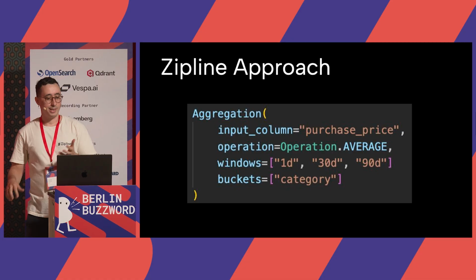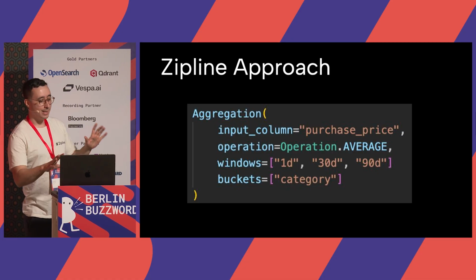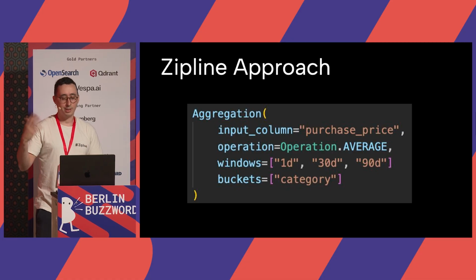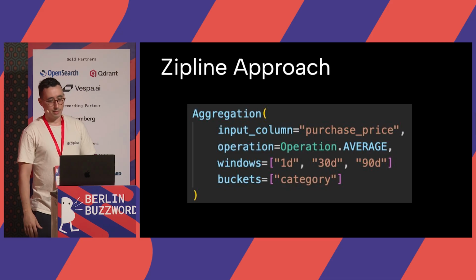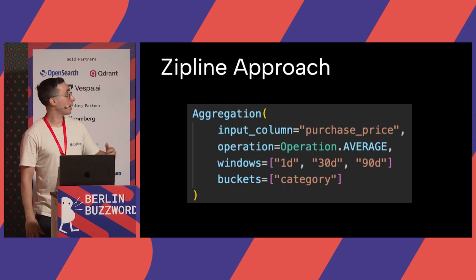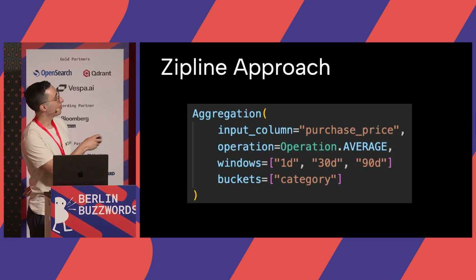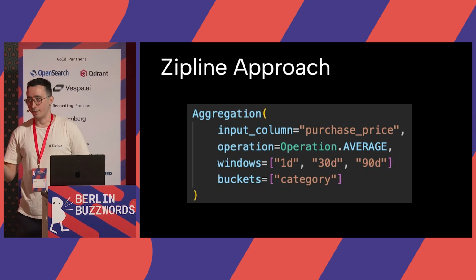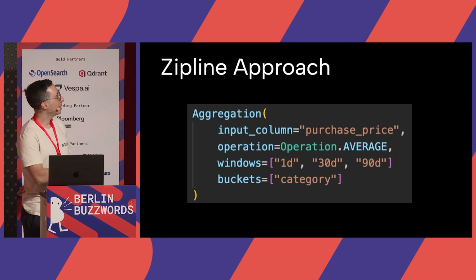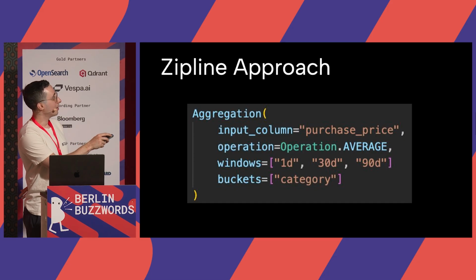So what does this look like in Zipline? Basically, this is the API that we expose to users, to data scientists, for them to define this aggregation. So it's a few things. There's a source defined up top where it defines the topic and the table where data comes from. I left that off the screen here, but basically it's these components. So you say, okay, the input to this aggregation is purchase price. We're going to do an average over these windows and bucket by category.